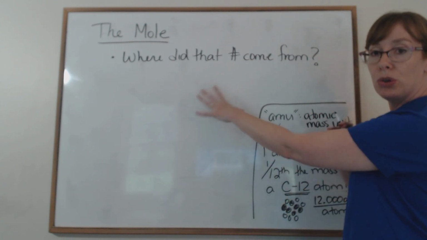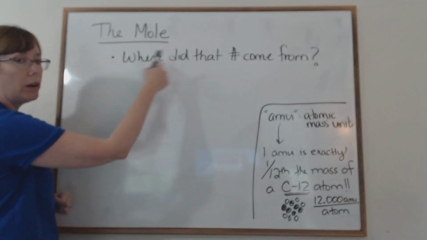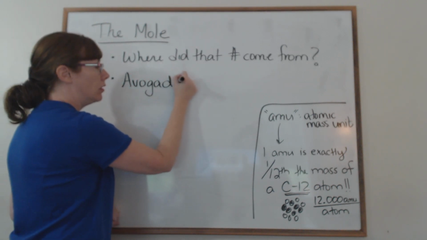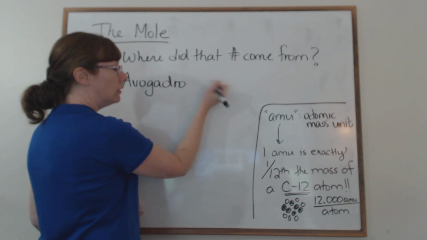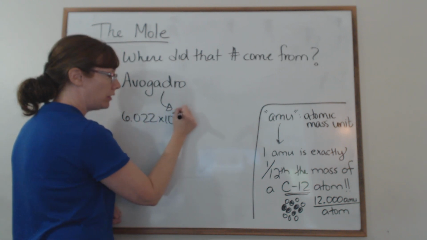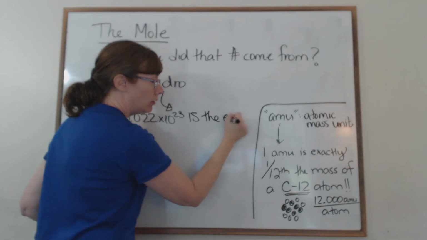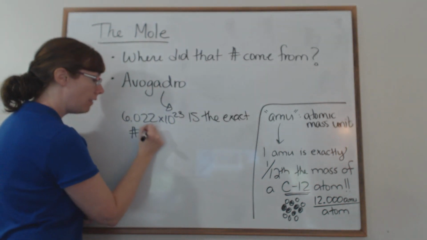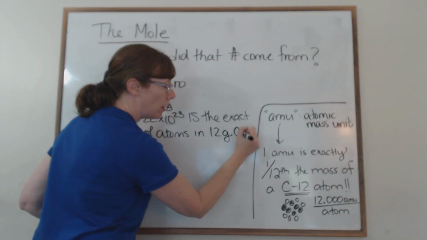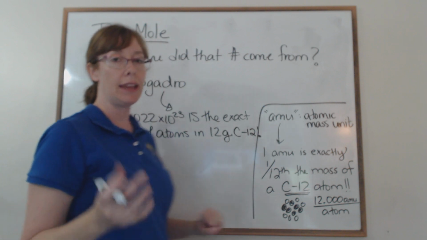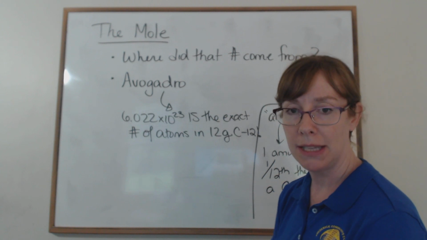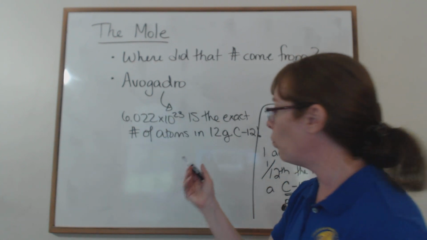So now coming to Mr. Avogadro, where did the mole come from? Avogadro basically said, or he found, that 6.022 times 10 to the 23rd is the exact number of atoms in 12 grams of C12. So I don't know how he did it, but he had exactly 12 grams of this exact same isotope, C12, and he counted the number of atoms in it. That's the number.